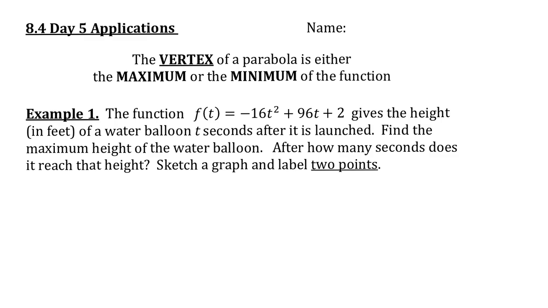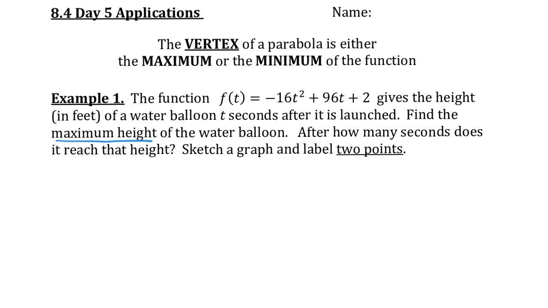So for the first example, it says the function f of t equals negative 16t squared plus 96t plus 2. Remember, f of t is just like y equals. It gives the height in feet of a water balloon t seconds after it's launched. Find the maximum height of the water balloon. After how many seconds does it reach that height? Sketch a graph and label 2 points.